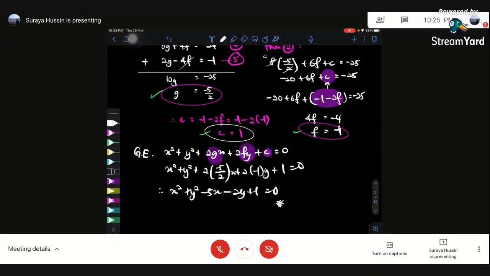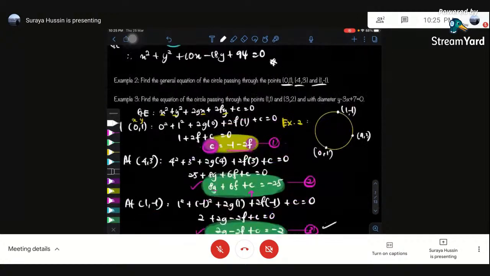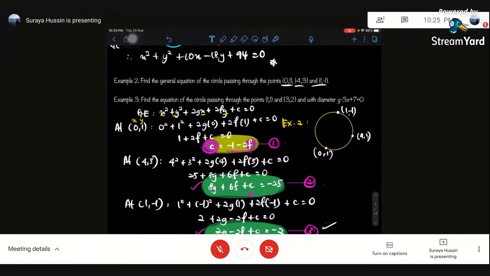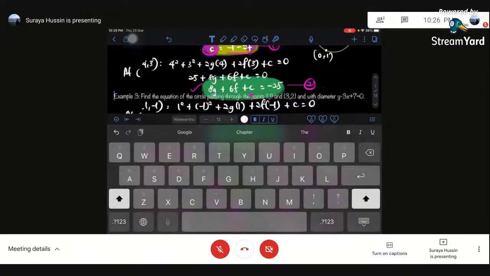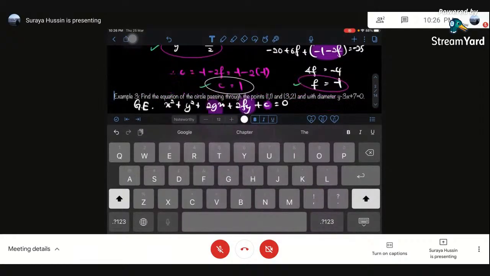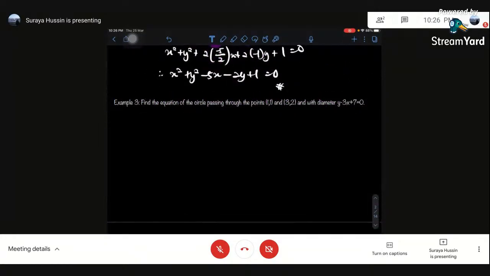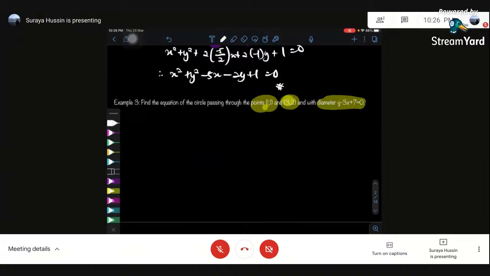Now, let's move on to the third case. Let me do this first, right? Okay. The third case is where the equation of the circle is passing through 2 points. Yes, we have 2 points there. We have 2 points and we are also given a diameter. So remember, when you draw a circle, you must remember there is a center. Every circle will have a center. It must have a center and the diameter must pass through that center.